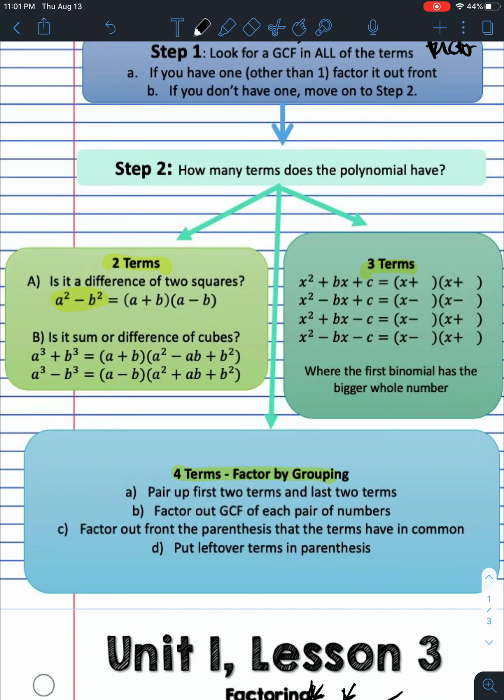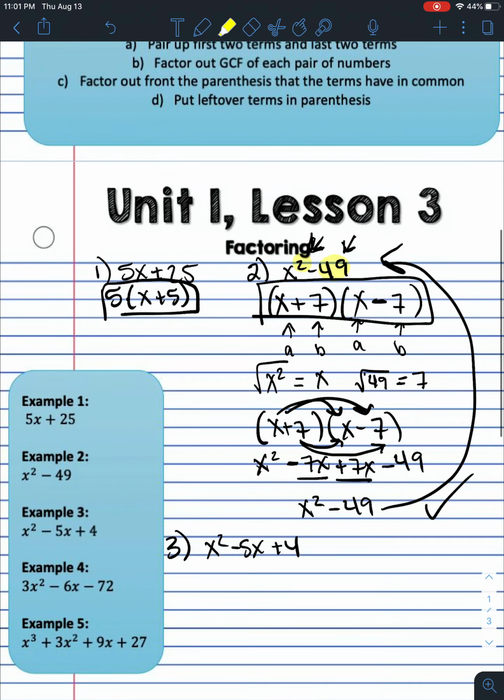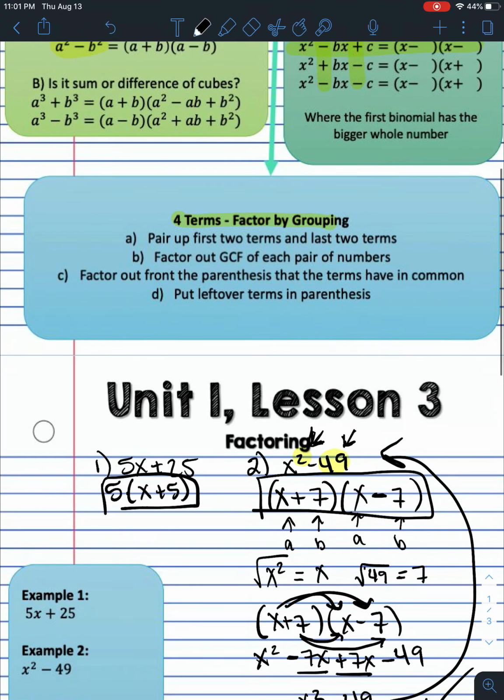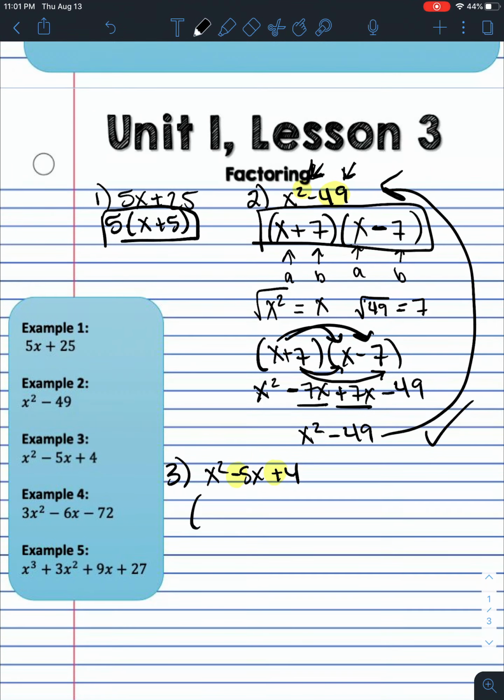How many terms does a polynomial have? Well, it's got 3. So what I'm looking for now is, I need to pay attention to the signs. Do I have a plus b plus c, a minus b plus c, a plus b minus c, or a minus b minus c? So looking into my problem, I have a minus b plus c. So I'm looking here in this row. What that means is that my answer should be written in this form.